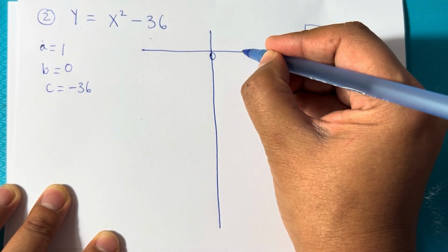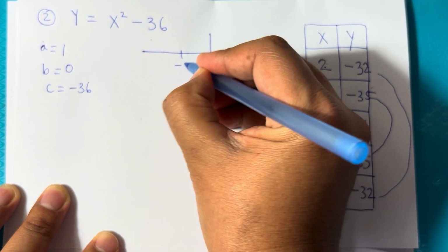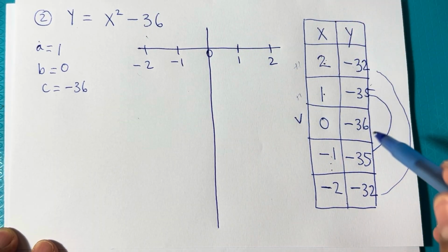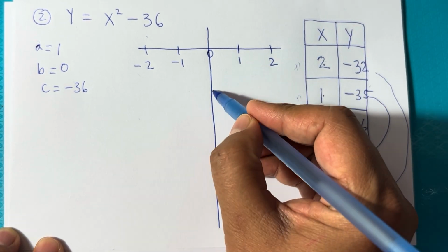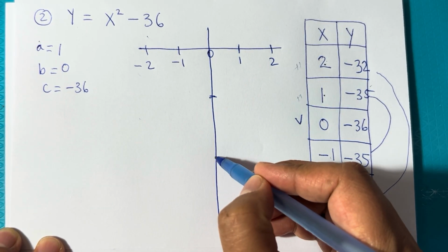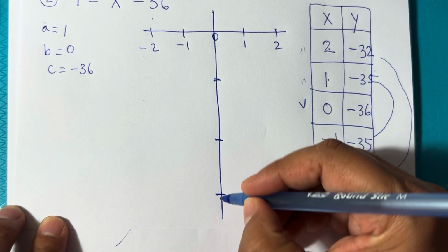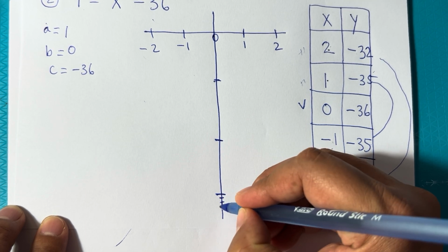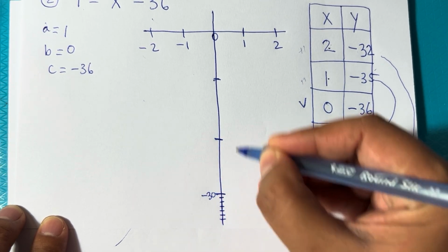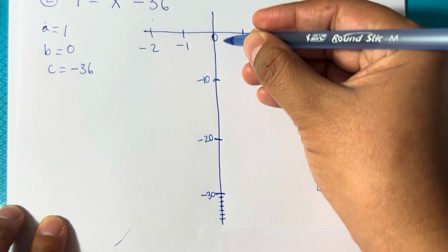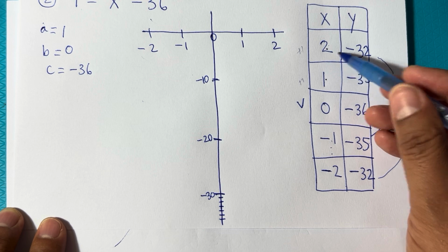So 0 in here, plus 1, plus 2, negative 1, negative 2. You could draw up to negative 36. 1, 2, 3, 4, very close. Or more or less, this can be 10, 20, 30, and then you can start putting those in here. Negative 31, 32, 33, 34, 35, 36. Okay, so negative 30, negative 20, negative 10, and that will be 0, more or less. And then we start graphing to negative 32.